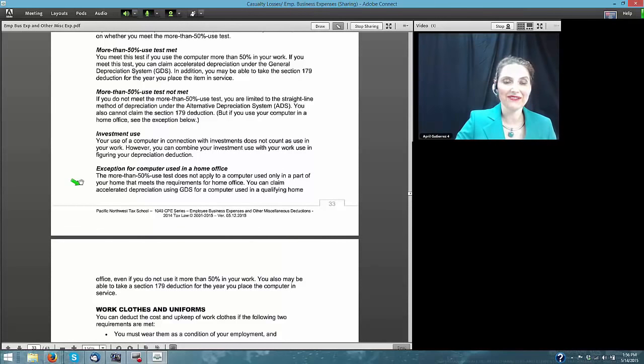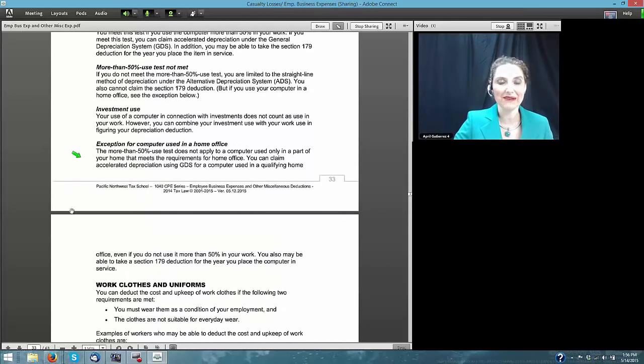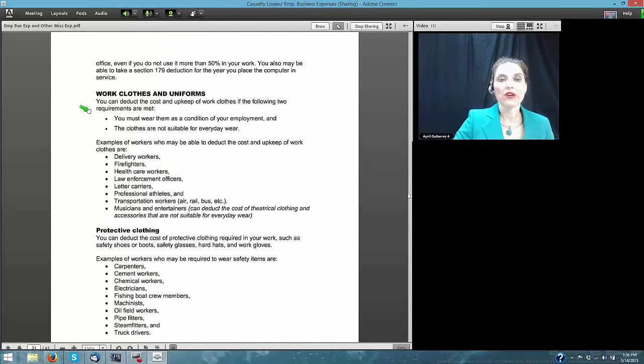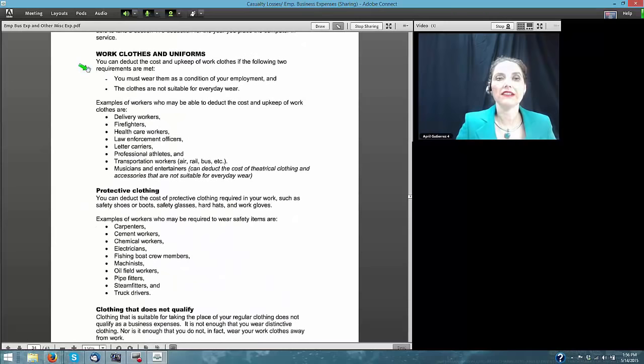So it's kind of, they're taking the rule and giving it to you and then taking it back, if you ask me. Work clothes and uniforms. You can deduct the cost and upkeep of work clothes if the following two requirements are met. You must wear them as a condition of your employment, and the clothes are not suitable for everyday wear.